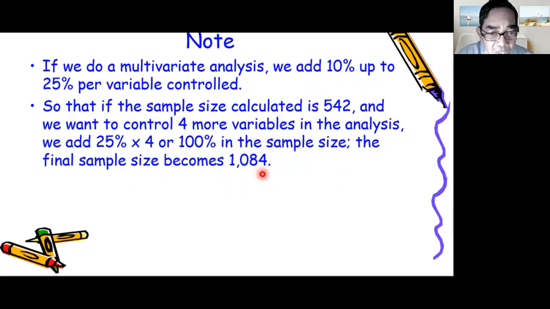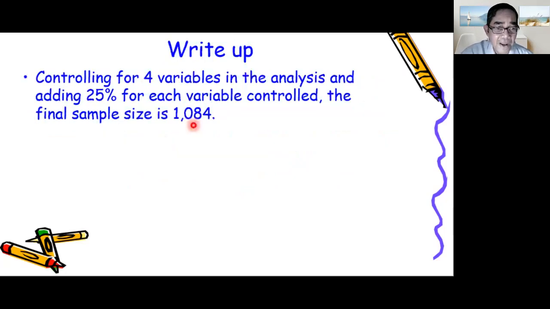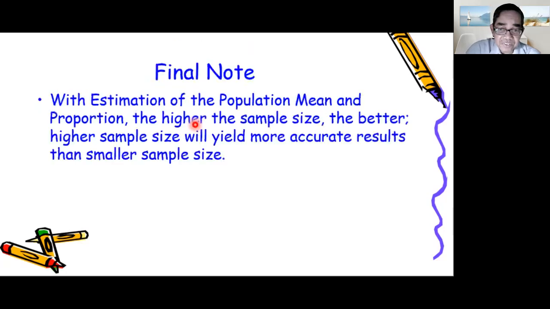So how do you put this in writing? This is just a note. So continuation of the write-up: controlling for 4 more variables in the analysis, and with an additional 25% for each variable controlled, final sample size is 1084. Okay, so that is the complete write-up of the sample size calculation for this particular objective.